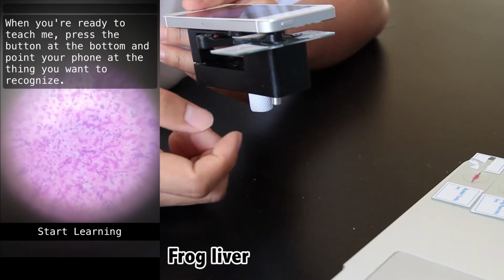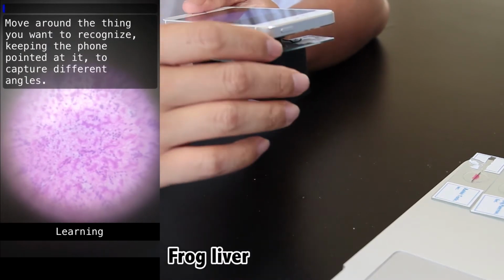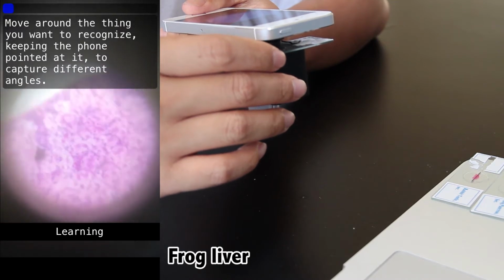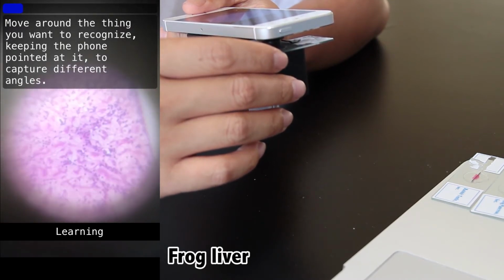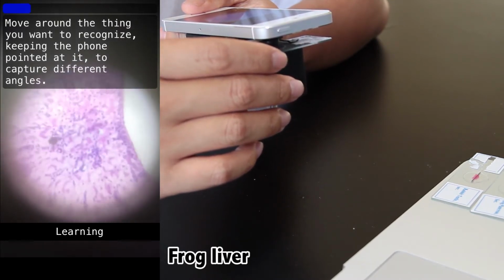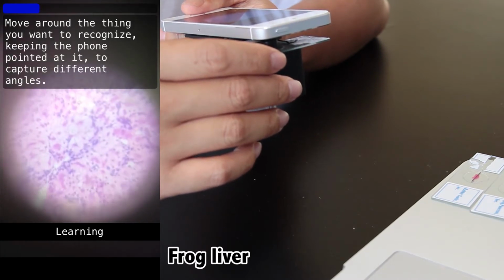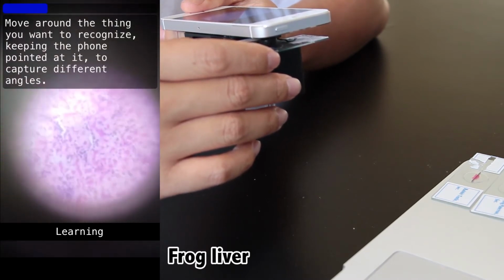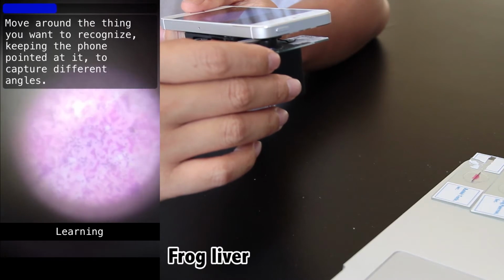And so what I'm doing here at the beginning is I'm teaching it how to recognize frog liver tissue by showing the algorithm the training half of the frog liver section. Then after it's done with that, we need to show it examples of things that aren't frog liver so that it can compare between the two and identify the key characteristics or patterns that are unique to frog liver.